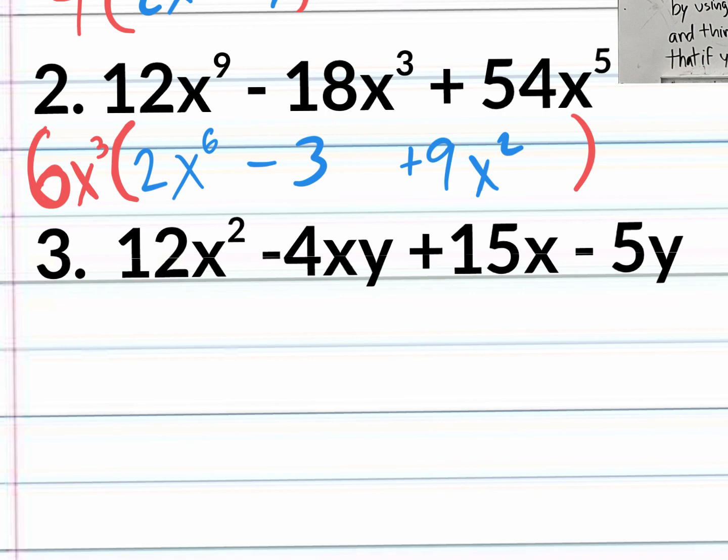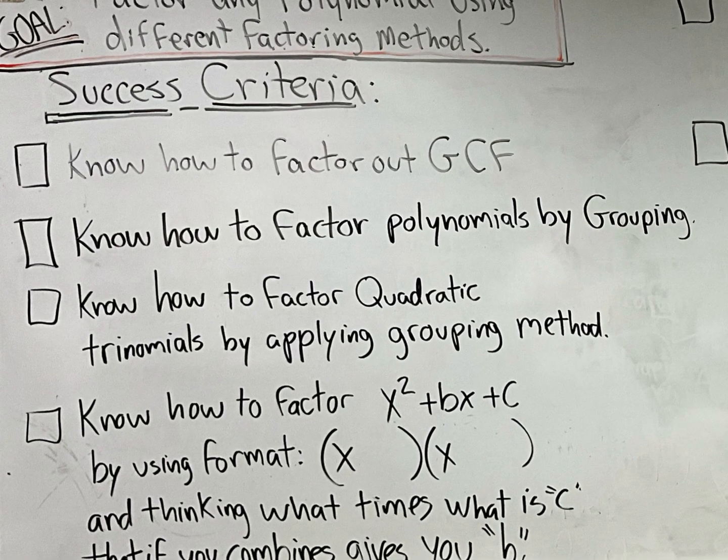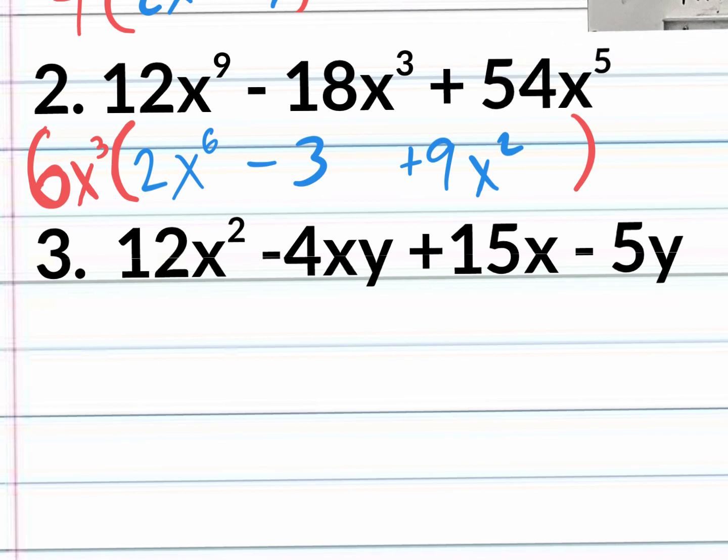So what do we do? We look at the board again. Check it out. What was the next thing that we learned after factoring out the GCF? We learned how to factor polynomials by grouping. Okay, so that's what we're going to try next. Now, what does that mean, grouping?